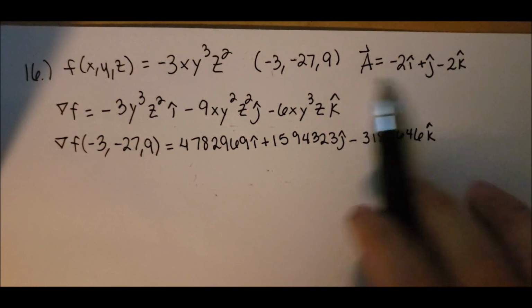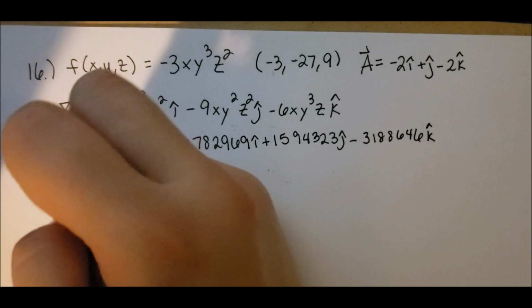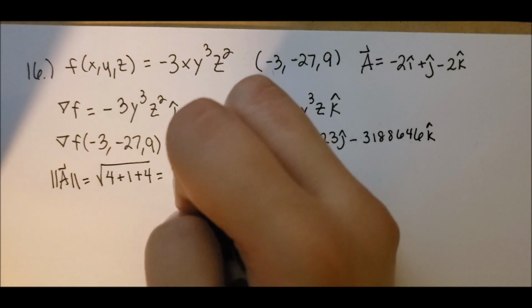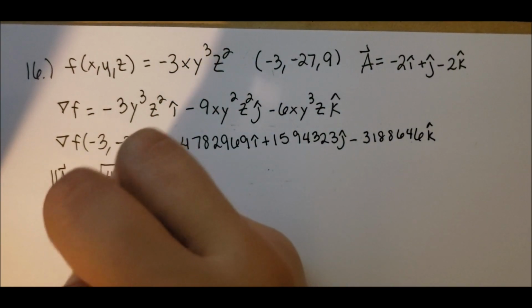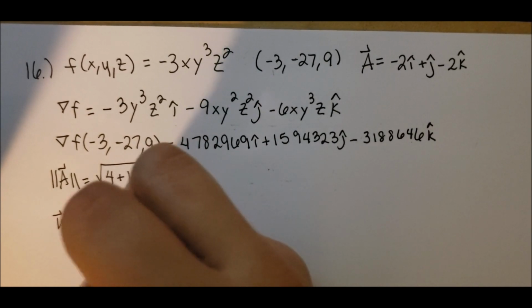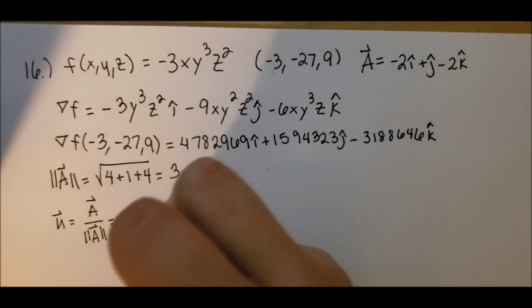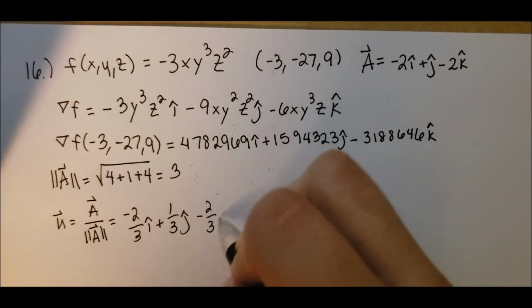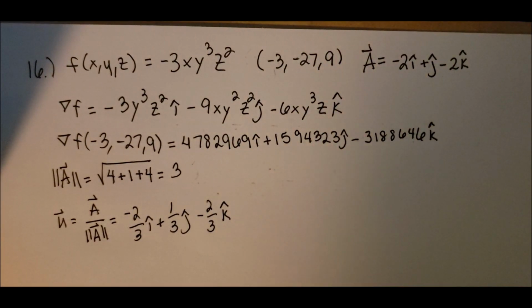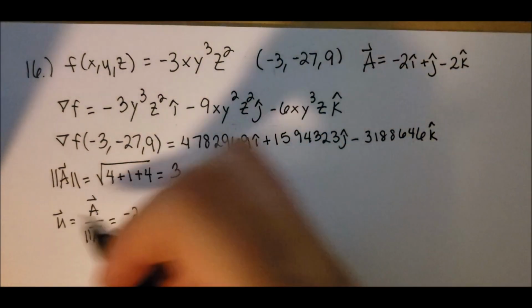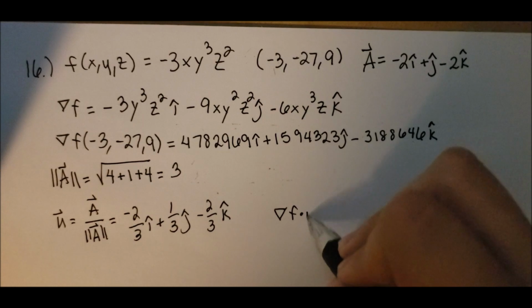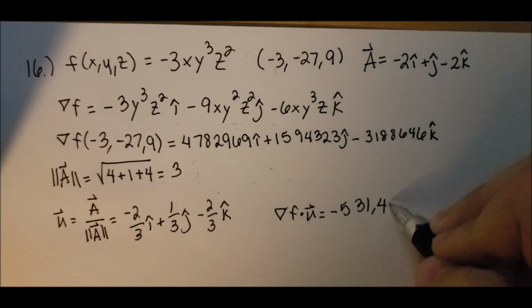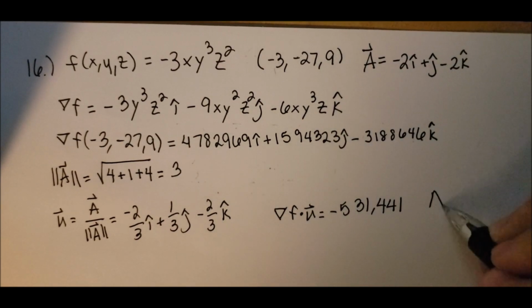And then I have A, so I'm going to find the magnitude of A. So then U is the unit vector in the direction of A. And you dot them. And you get A.